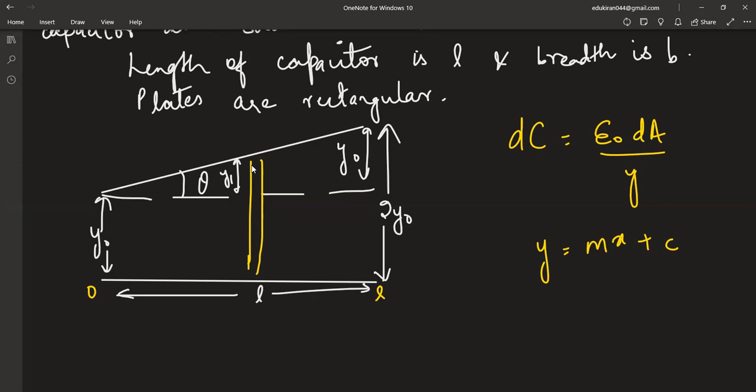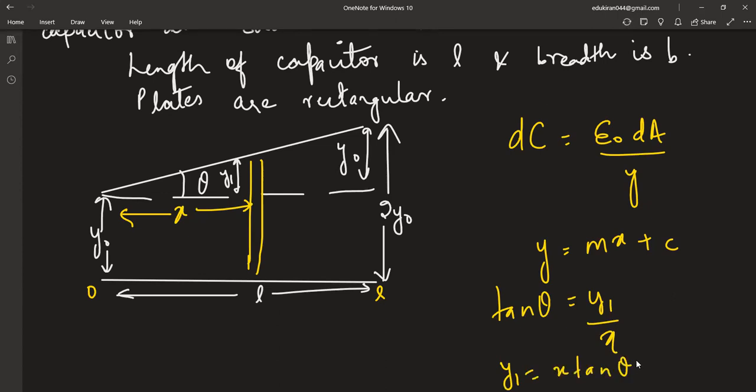See, if you calculate, this part is y1, right? Assume this to be x. So what will tan theta become? Tan theta will become y1 divided by x. From here, you have the value of y1 as x tan theta, right?